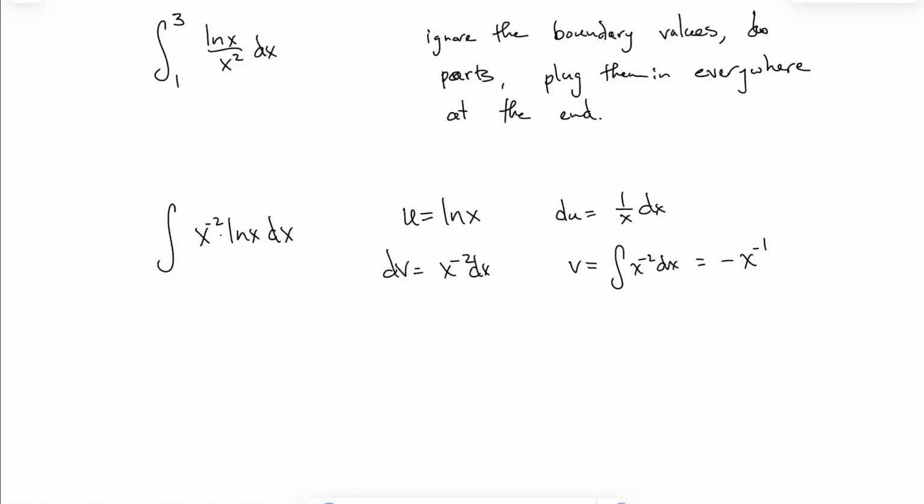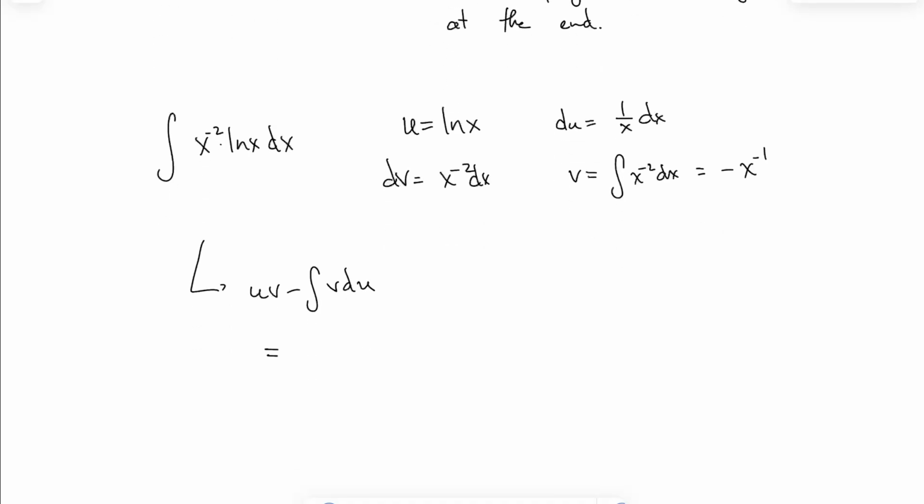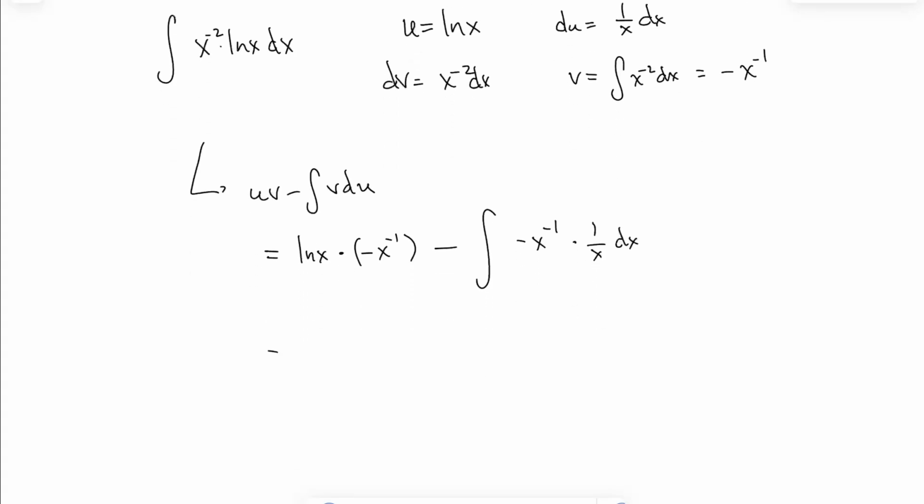Okay, do my parts here. uv minus integral v du. That is, u is ln x, v is negative x to the minus 1, minus integral of v, negative x to the minus 1, times du, 1 over x dx. All right. Sorry, I know it's time to go. We're almost done here. Let's simplify inside the integral. I'll pull the minus sign out and make everything a plus. What do we get inside the integral when we simplify?